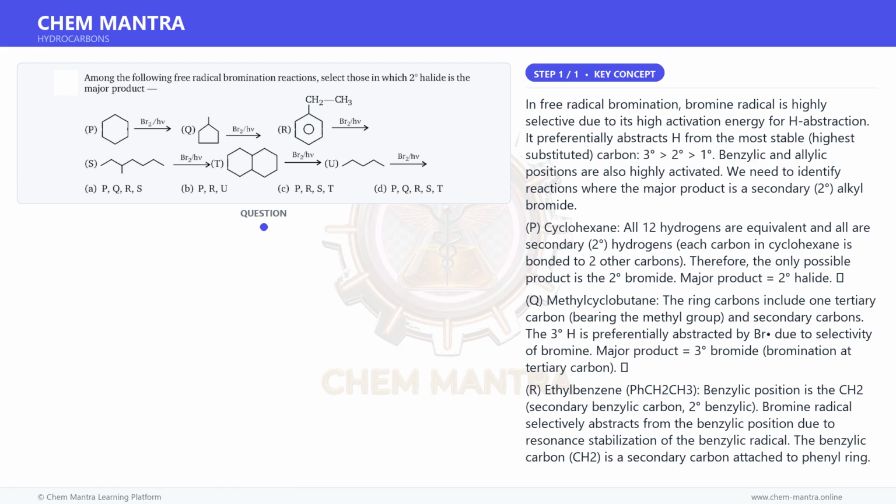S. 2-methylpentane, structure is CH3CH(CH3)CH2CH2CH3. It has a 3 degrees carbon, C2, bearing a methyl and an ethyl group. Bromine's selectivity strongly favors the 3 degrees position. Major product is the 3 degrees bromide.